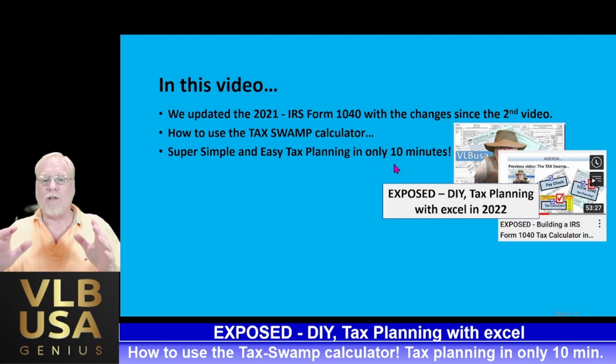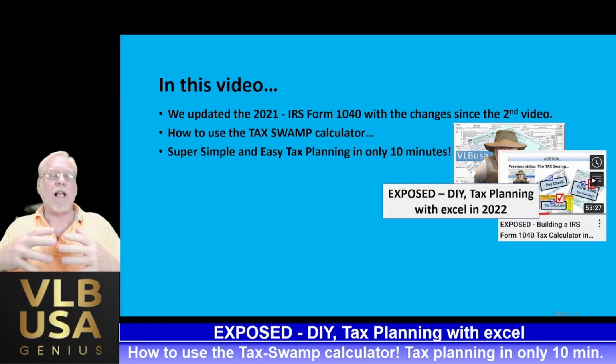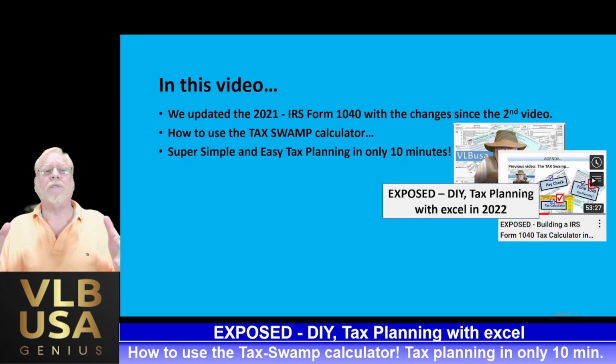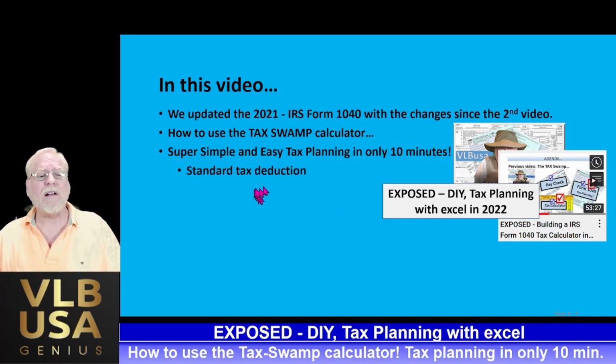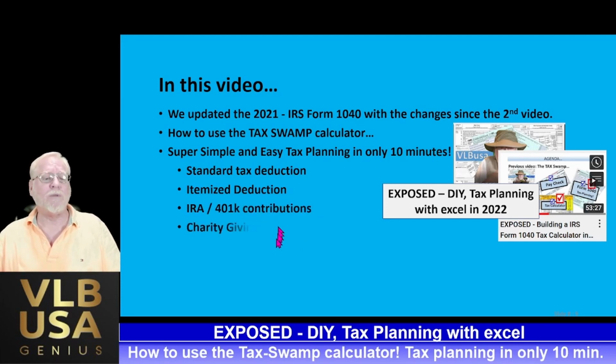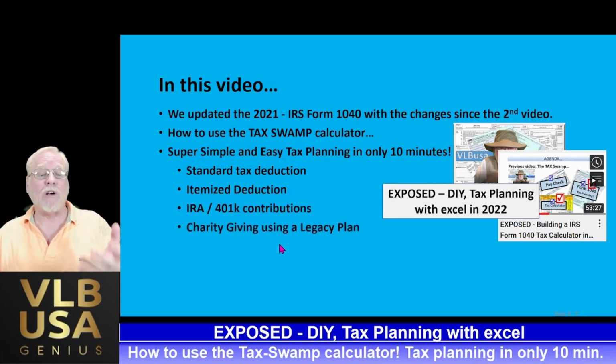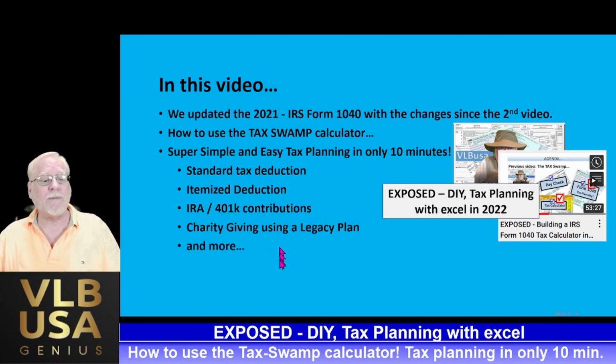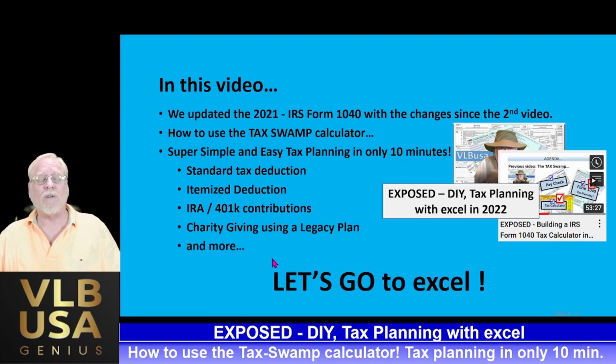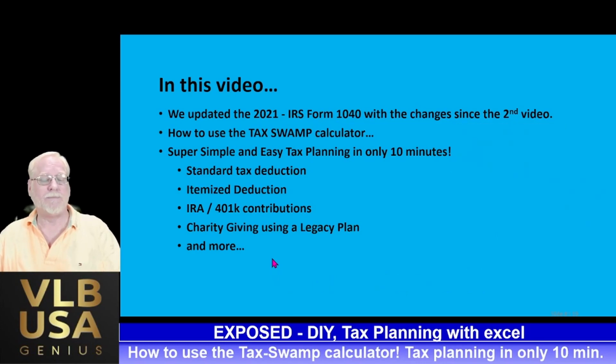Imagine something happened with your job, something happened in your life that affects your tax situation. You want to know how that impacted it. Or you're thinking about doing something like putting something into your 401k or doing a Roth Conversion, stuff like that. How would you like to be able to do that in like 10 minutes and less? Because you can do that with this calculator. Standard tax deduction is going to be covered, itemized deduction, IRA 401k contributions, charitable giving using a legacy plan, and even more. So let's go to Excel and get this thing started.